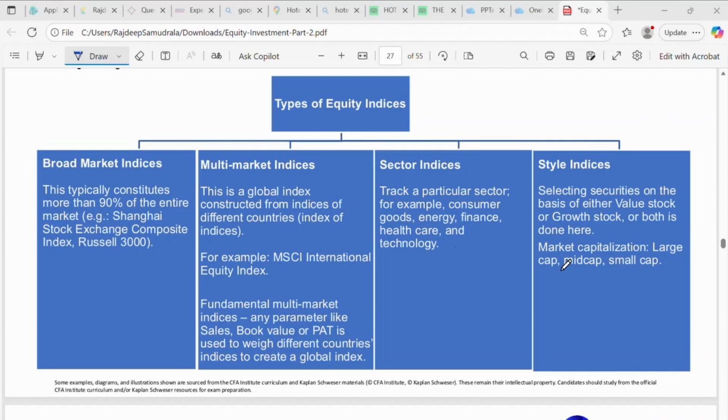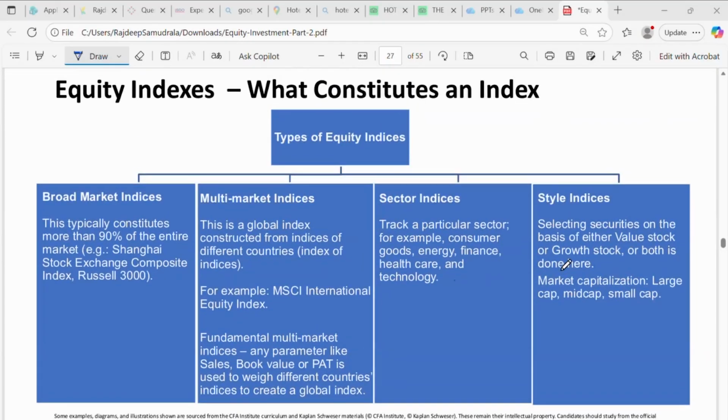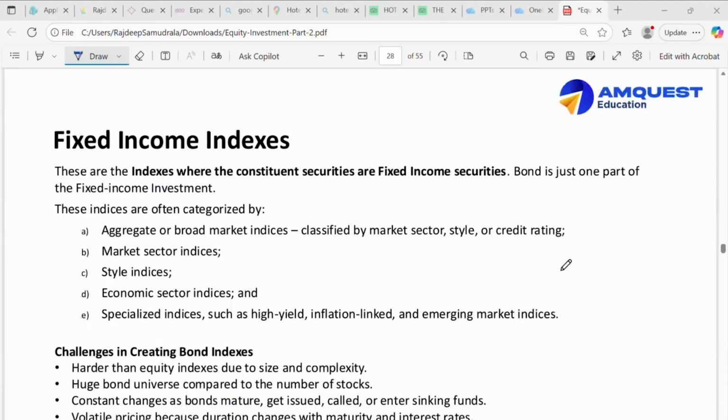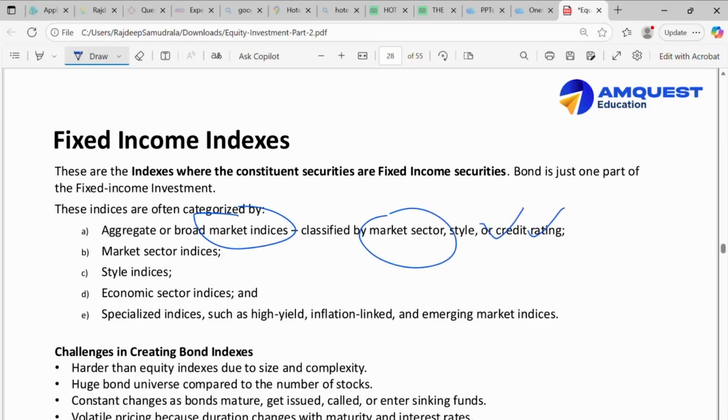Style index is based on the spending capacity, the style. Maybe it's based on the large cap or the mid cap. What is the broad style of the consumer? How is money spent? So that is the equity indices. Under the fixed income indices, we have indices for the fixed income category like debentures, bonds, and so on, where the indices are categorized by the broad fixed income securities. We are classifying them into various buckets. Clear? So here you might have the broad market index, market sector cycle, and credit rating based indexes.